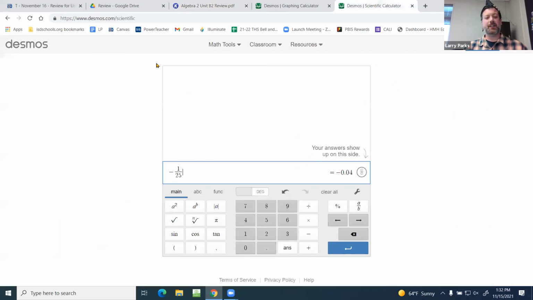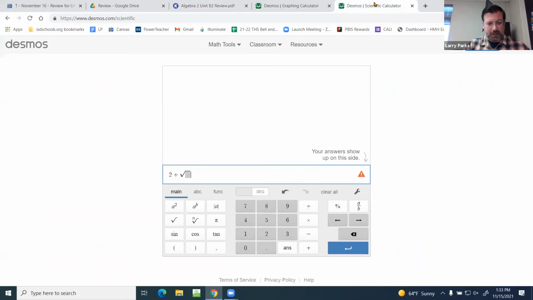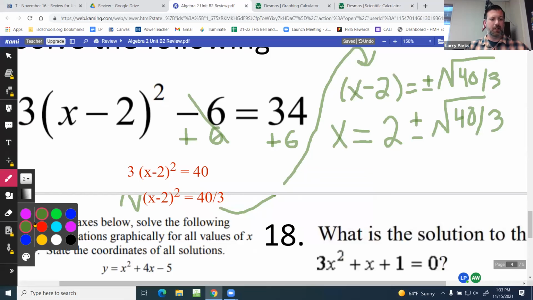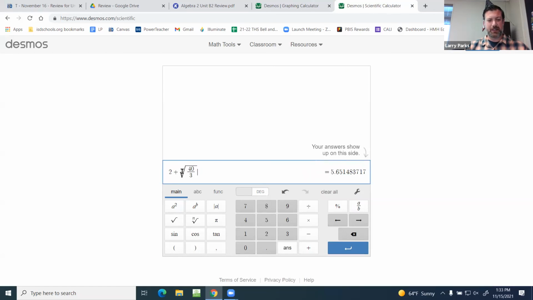So I need a scientific calculator. 2 plus square root of 40 over 3. Make sure it's in the radical. 5.65 is one answer. And then 2 minus square root of 40 over 3, just change that to a minus, negative 1.65.